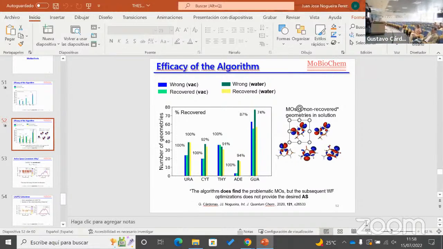So now I have two questions in one. Do you recommend undertaking one of these active space preservation analyses when you perform non-adiabatic molecular dynamics simulations? And if so, how much do you think this would increase the computational cost of your molecular dynamics?